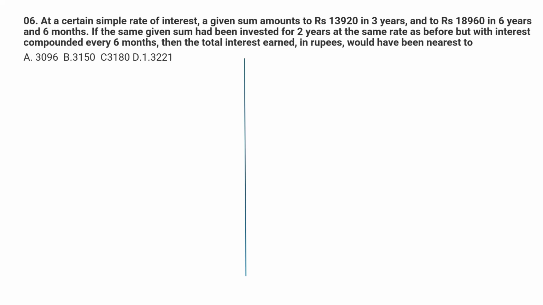At a certain simple rate of interest, a given sum amounts to 13,920 in 3 years and to 18,960 in 6 years and 6 months. If the given sum had been invested for 2 years at the same rate as before but with interest compounded every 6 months, then the total interest earned in rupees would have been nearest to. Four options are given as usual.